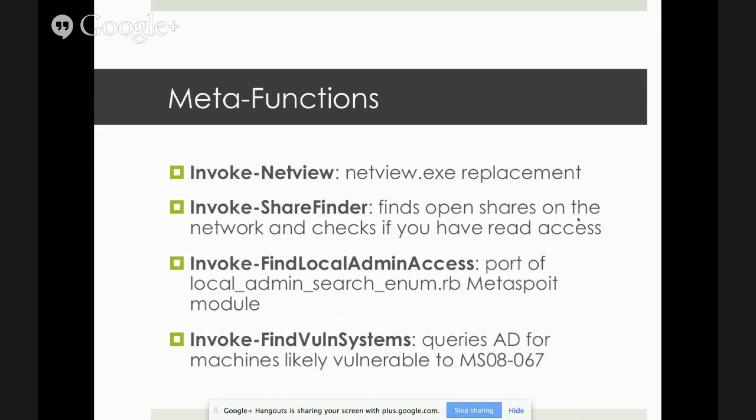There's also a port of the local admin searching module from Metasploit. It's called Invoke-FindLocalAdminAccess. And again, these names look kind of wonky as they try to follow the standard PowerShell naming, so that's why it looks a little weird. But this module will go out to the network and find all machines that your current user has admin access to. If they're in a specific group or they have privileges over a remote machine, this will pop out a nice list saying this is where you can PsExec to. Invoke-FindVulnSystems queries Active Directory for machines that are likely vulnerable to MS08-067. Normally there are sometimes a few of these still laying around, so this makes it easy, and you don't have to use Nessus.